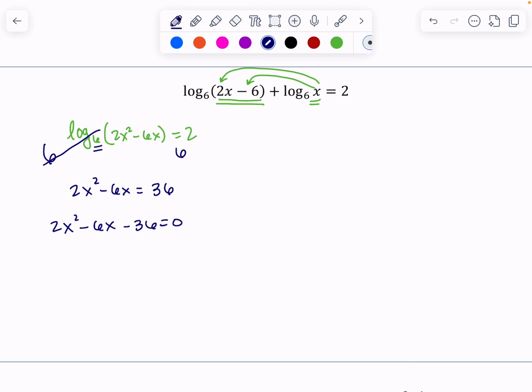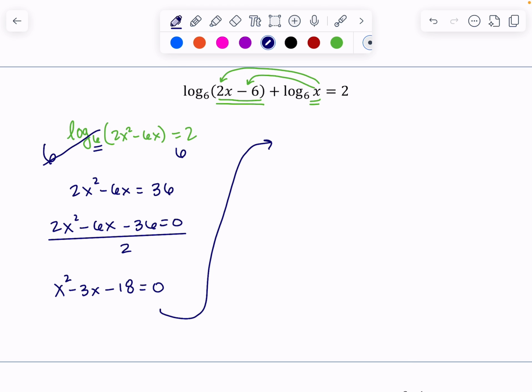Now I know that I could start factoring it immediately here, but I also noticed that every single one of these is an even number, so I can actually just divide out that 2 completely. That's going to make it a lot easier to factor. So it's going to give me x squared minus 3x minus 18 equals 0.